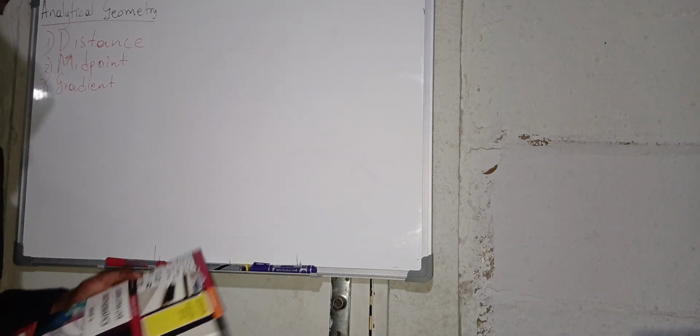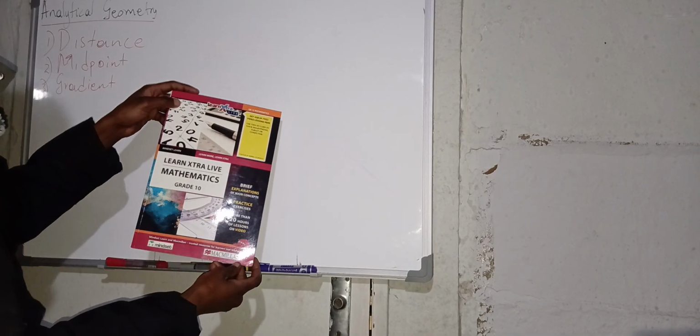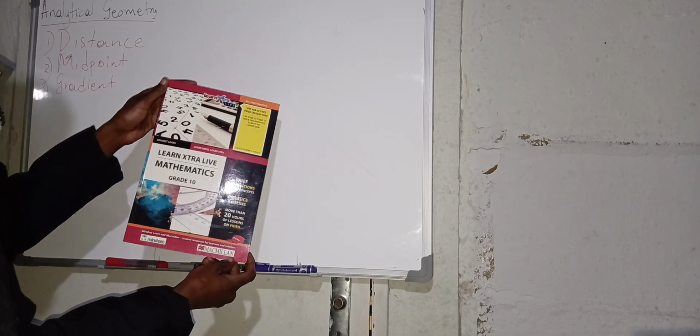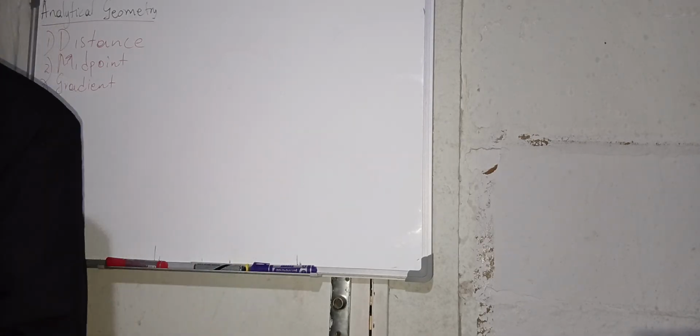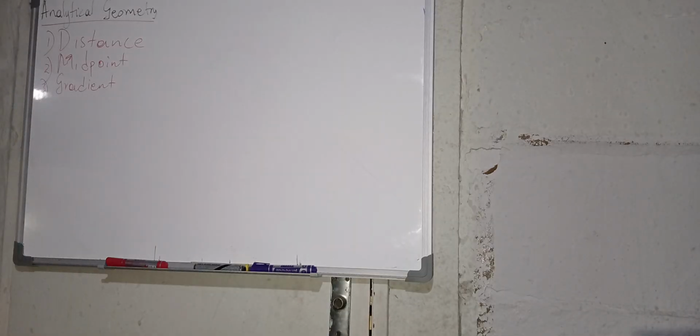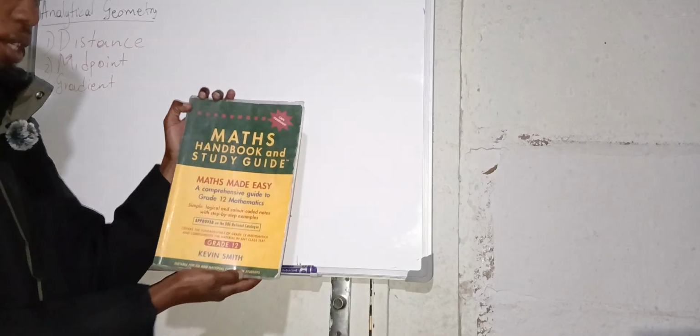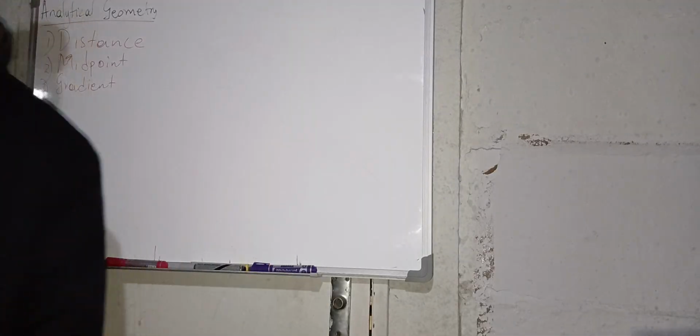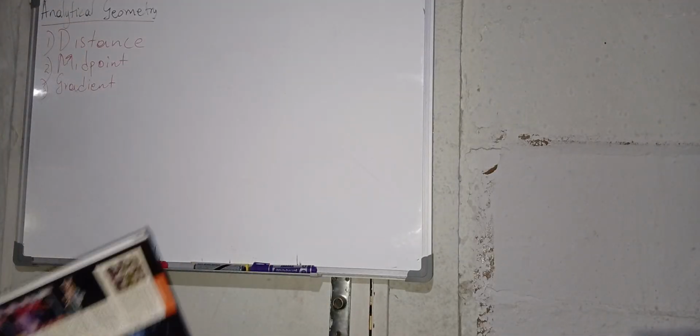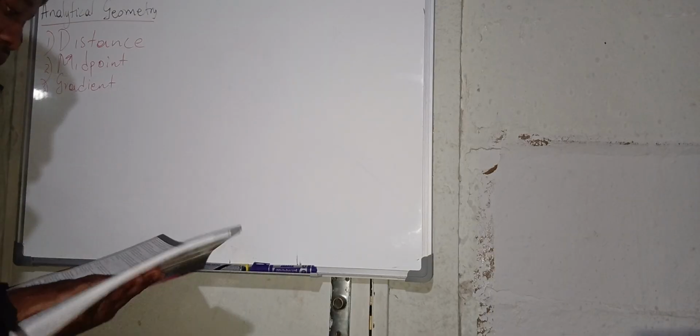Normally I use this book whenever I feel like practicing or doing anything. And also, of course, Kevin Smith, I use this also to practice. I'm going to take problems from here and also from there. Let's check analytical geometry.